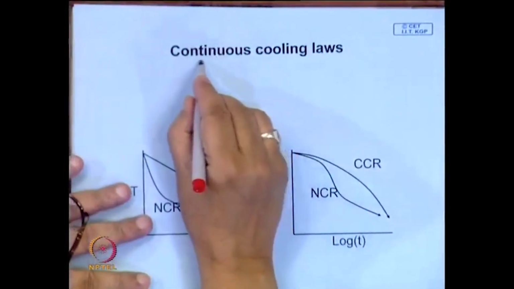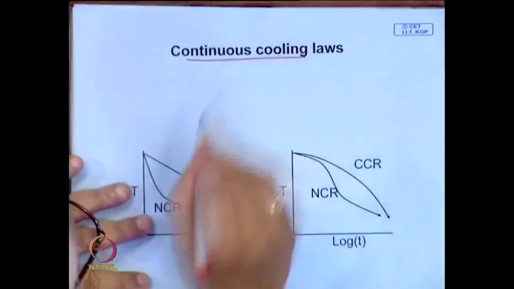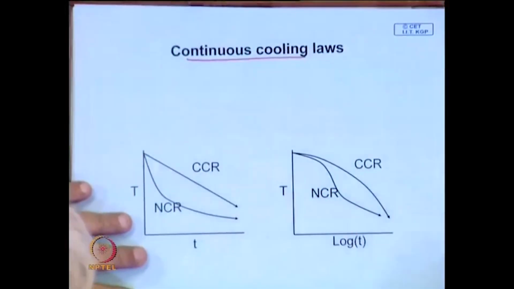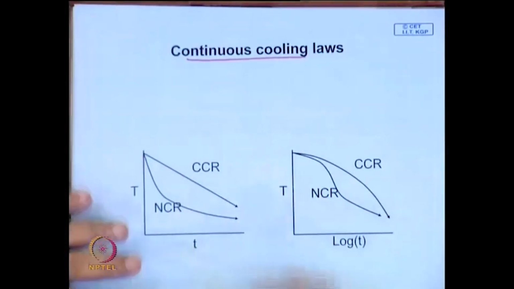So, one can look at what are the continuous cooling laws. We can think of two types of cooling laws. One could be where the cooling rate is uniform, another is the normal, that is, the natural cooling that takes place. We know that any metal, if you heat it to a particular temperature, take it out, keep it in air, let it cool.